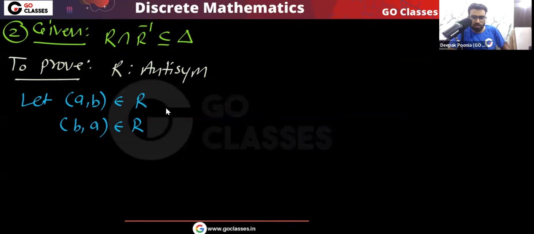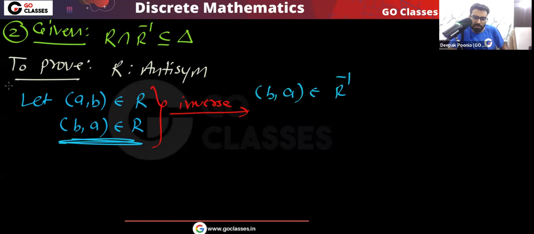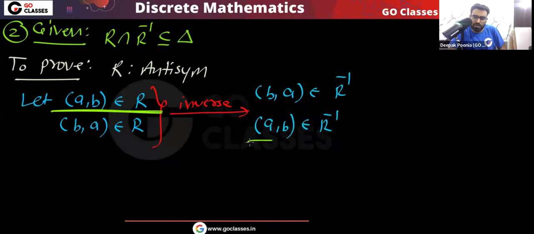So you can see from here what I can say. I can just use the definition of inverse. If (a, b) belongs to R, then (b, a) will belong to R inverse. If (b, a) belongs to R, then (a, b) will belong to R inverse. Do you agree? Now you notice (a, b) belongs to R and also to R inverse. (b, a) belongs to R and also to R inverse.